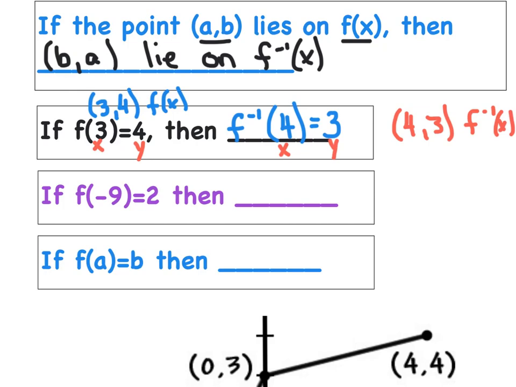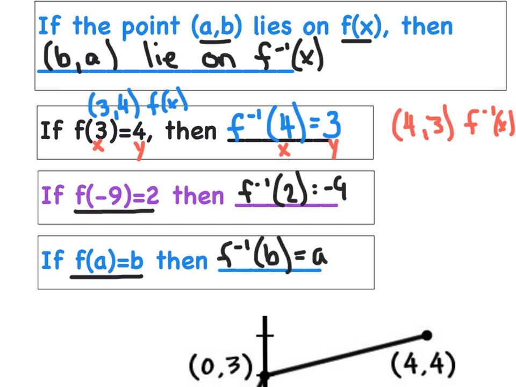If you know that f of -9 equals 2, then what must now be true? f inverse of 2 must equal -9. And to generalize that, if f of a equals b, then we know that f inverse of b must equal a, because we're going to switch the x and the y values.